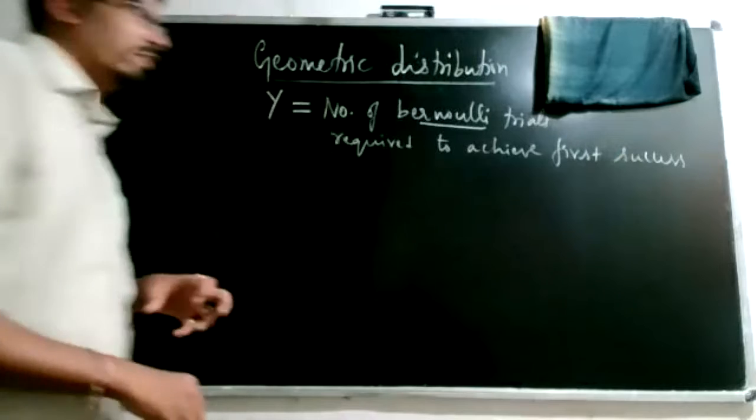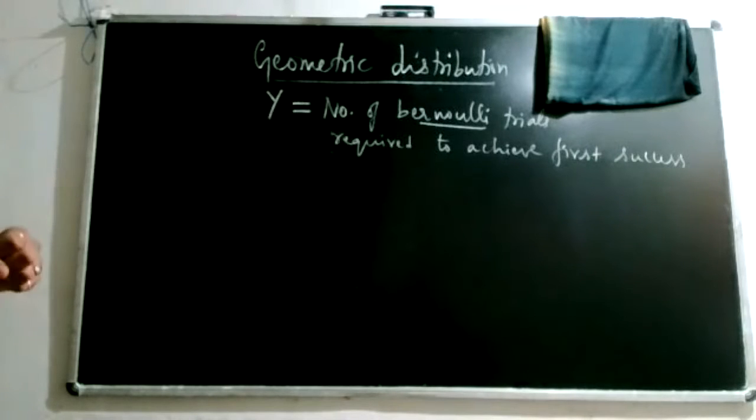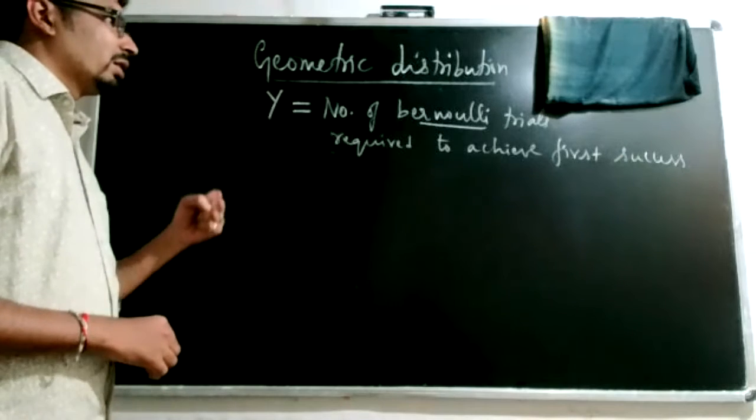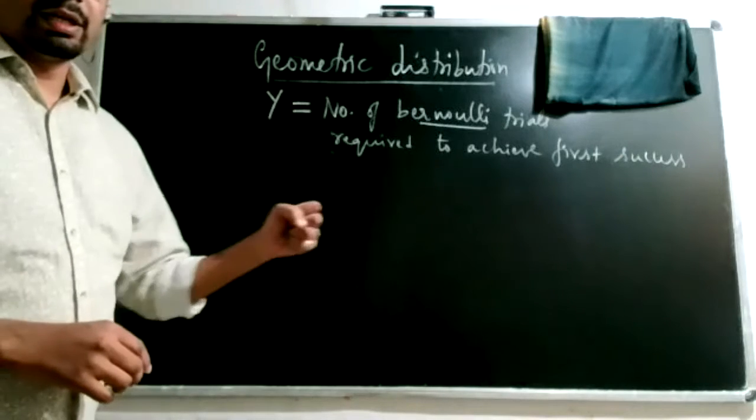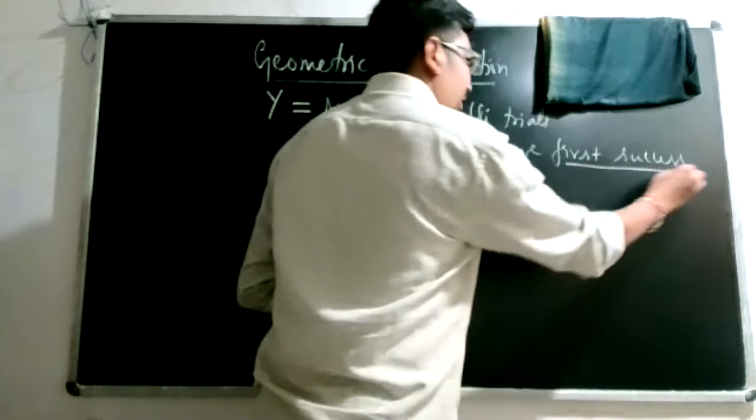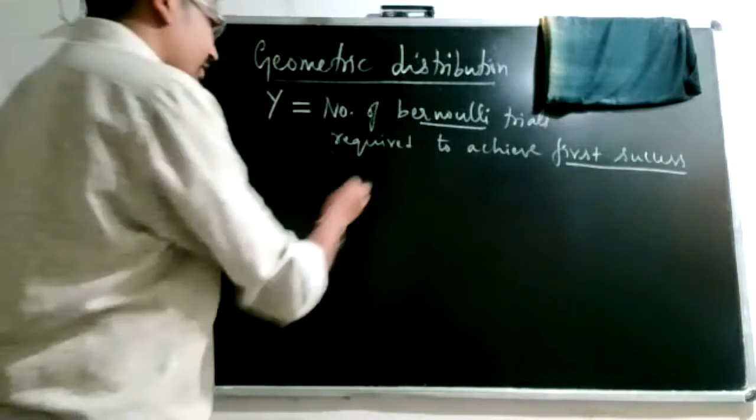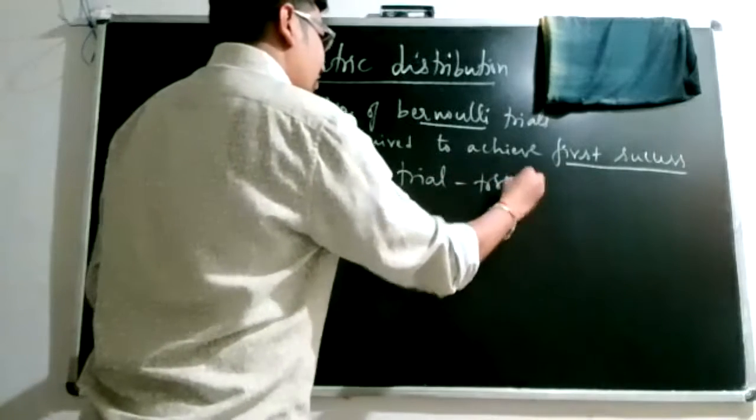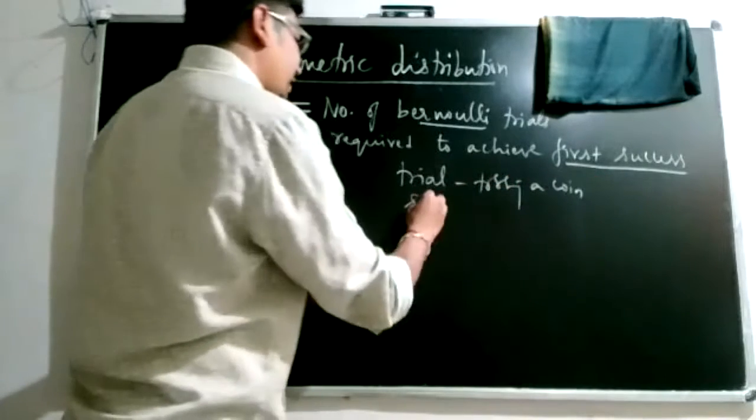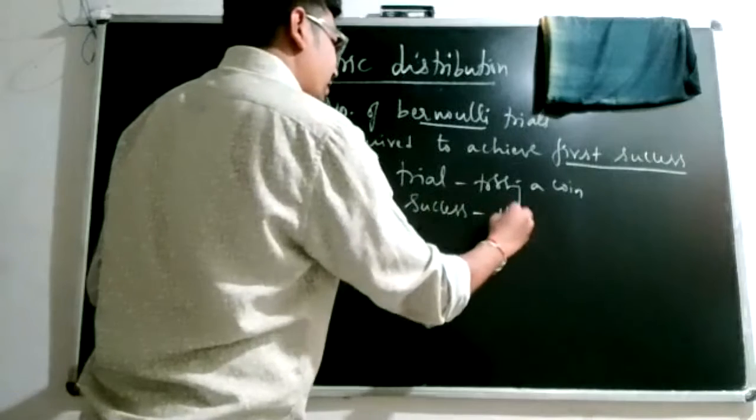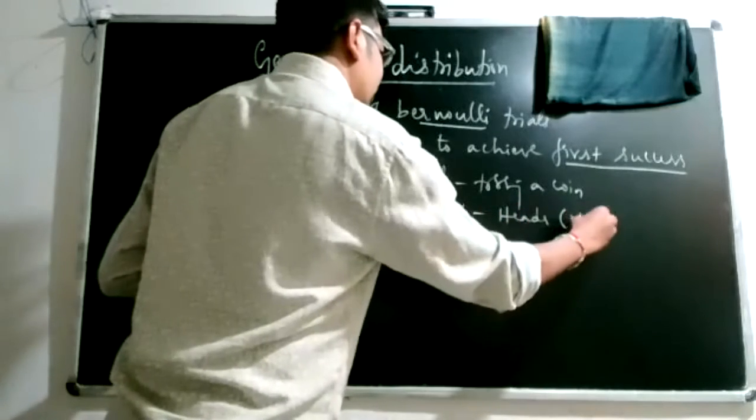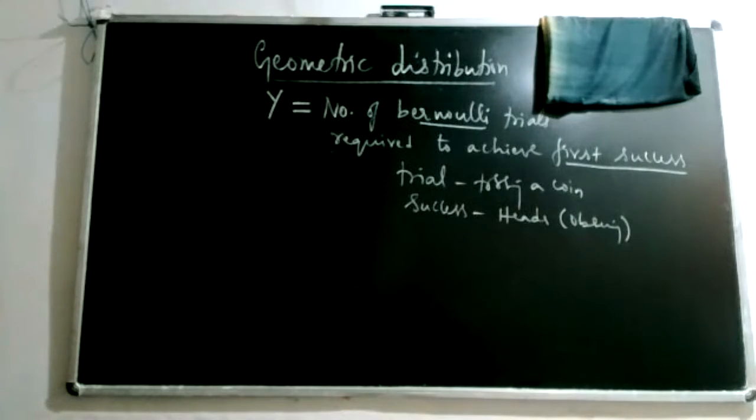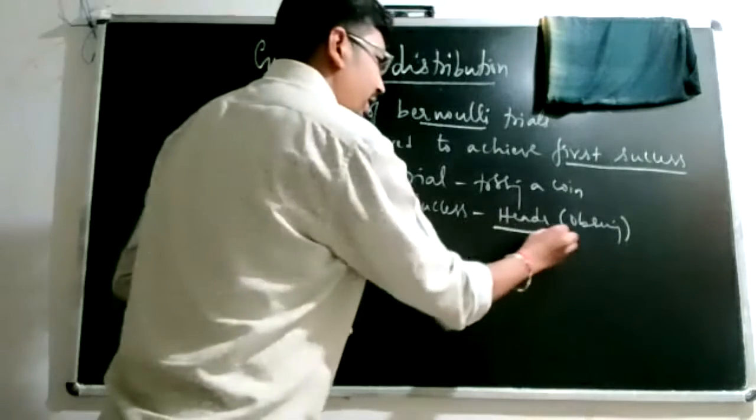Understand this carefully. You are doing the Bernoulli trial, an experiment which has two outcomes, and you will be repeatedly doing the experiment till you observe the first success. Let us take an example. Let me take the trial as tossing a coin, and let me define success as observing a head. Now you will keep on tossing the coin till you observe the first head.